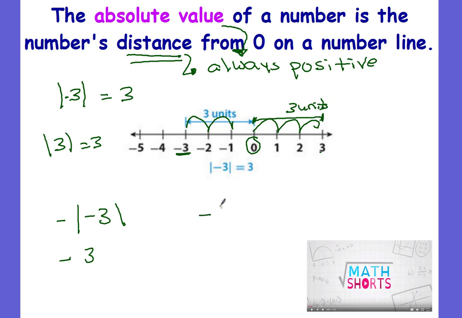If you have the opposite of the absolute value of 5, what is the absolute value of 5? It's still 5 because absolute value is distance and it's always positive. Then you have to take the opposite of that 5, which would be a negative 5.